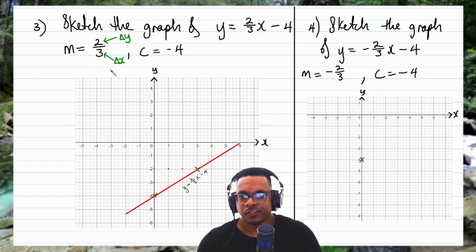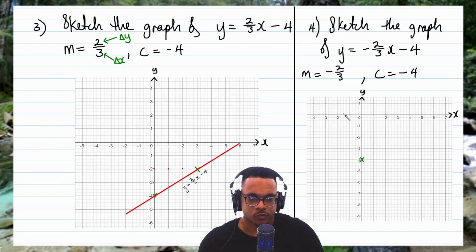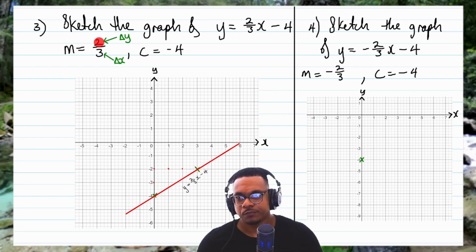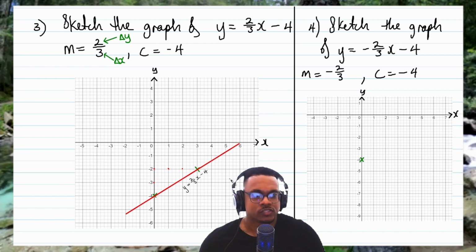As we know, a positive gradient means the line is sloping upwards, and a negative gradient would mean the line is sloping downwards. Now, because I had positive 2 and positive 3 before, I went up 2 because this was positive 2. If it was negative 2, I'd have gone 2 downwards. The reason I went across to the right 3 is because this was positive 3. If it was negative 3, I'd have gone to the left 3. So that is why I said you could choose to use this negative sign either on the numerator or on the denominator. I'll choose to use it on the numerator.